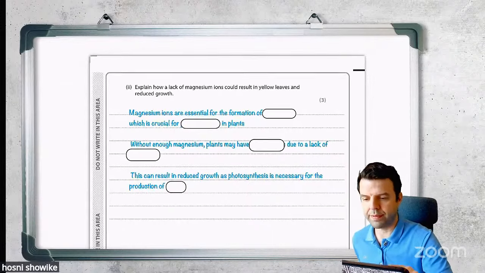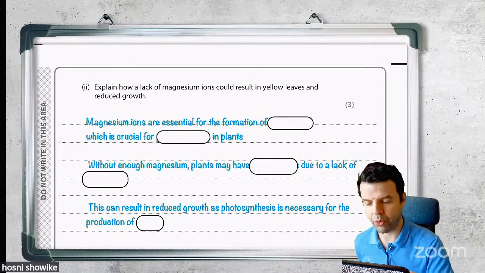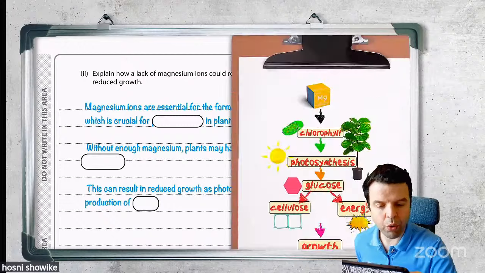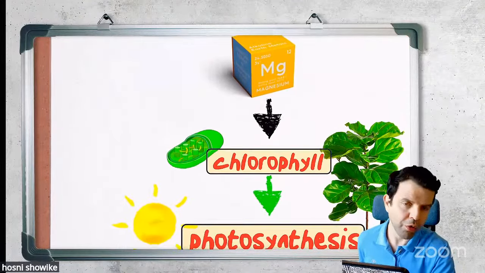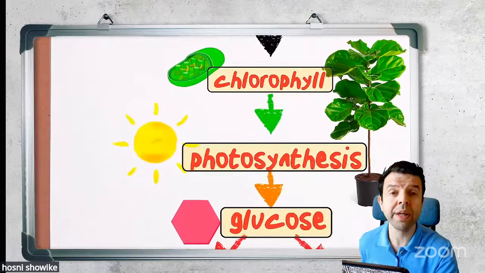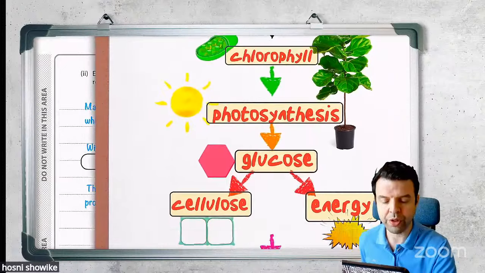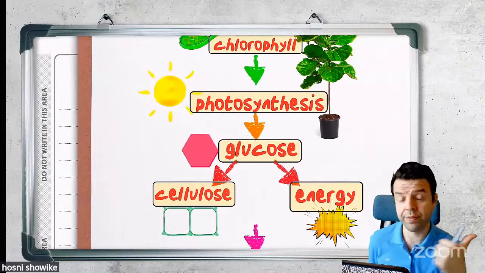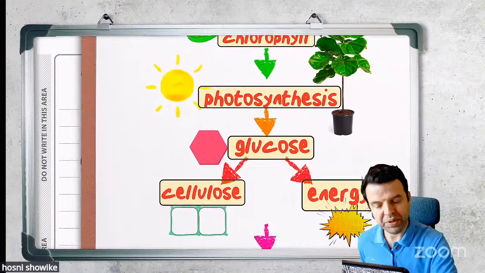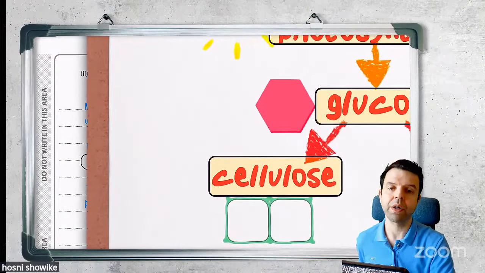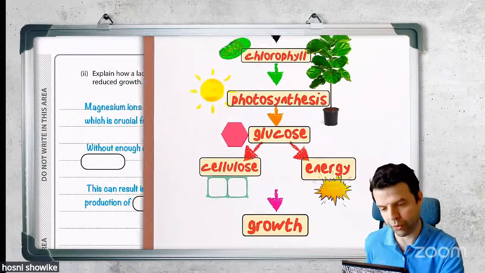Here it says, explain why lack of magnesium could result in yellow leaves and less growth. So, a quick reminder about the roles of magnesium. Magnesium is necessary for what? For chlorophyll. Chlorophyll is needed for what? Chlorophyll is necessary to capture light energy for photosynthesis. With photosynthesis, I get glucose. Glucose is needed for respiration in all living things. But in plants specifically, glucose is the building block for cellulose, made of beta glucose, which is also necessary for growth.